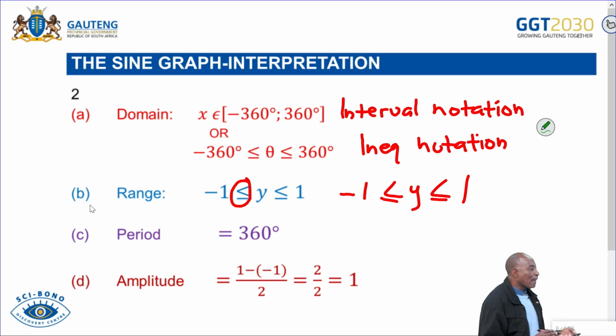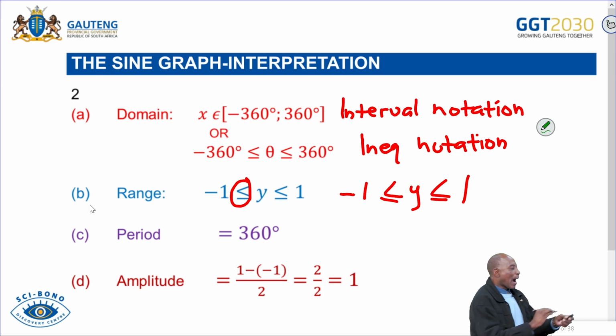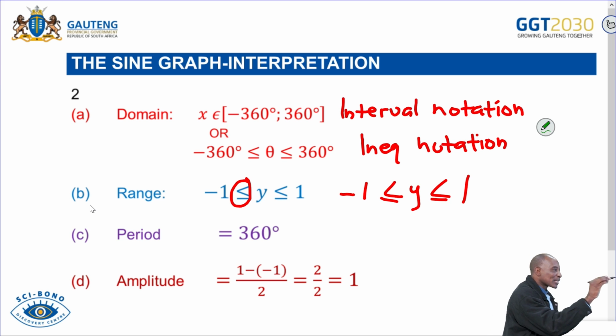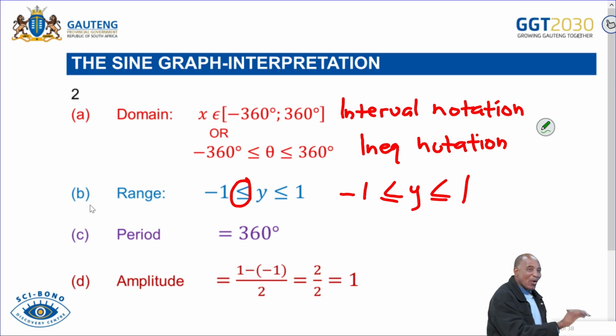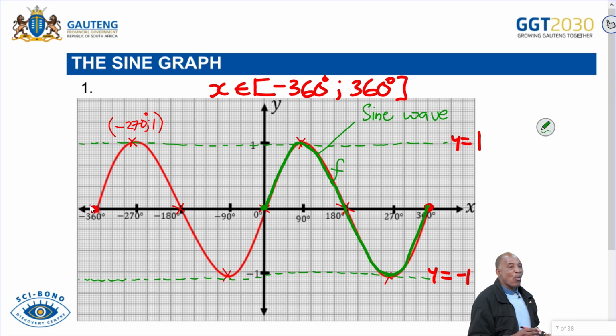Then how about the amplitude of the graph? The amplitude of the graph is always half the distance from the top value minus the lower value. You want to know the distance between those two values. And in this case, from 1 to -1 is 2 steps going up. Then you divide by 2, you get a 1. So it means the amplitude of this graph is a 1.